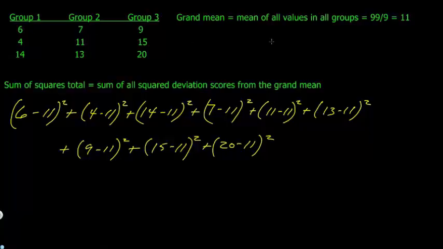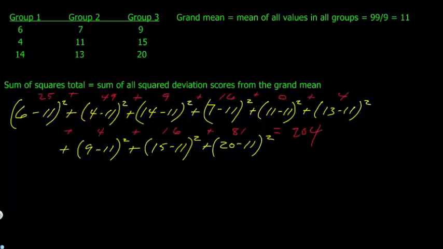So 6 minus 11 squared is this. 4 minus 11 squared plus 14 minus 11 squared plus 7 minus 11 squared all the way through the whole data set. So if you had 500 numbers or 500 people in your data, you would add up 500 squared deviation scores from the grand mean.